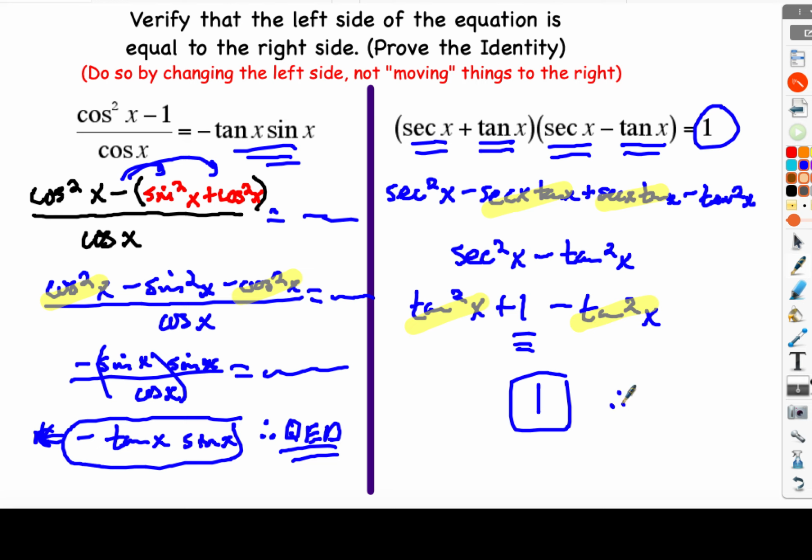So again, rather than having to write out the fact that, oh, hey, and by the way, 1 was my goal, therefore, QED, I demonstrated what I wanted to demonstrate, right? Quod erat demonstrandum. We demonstrated what we wanted to demonstrate.